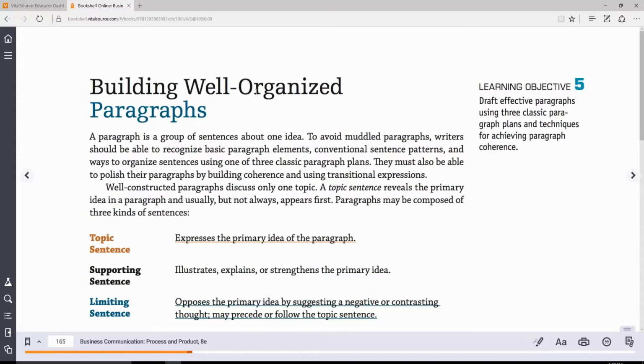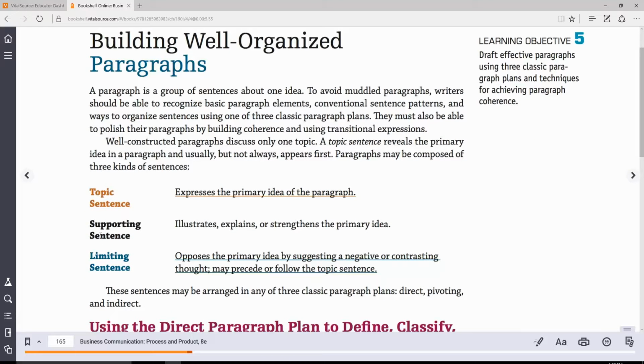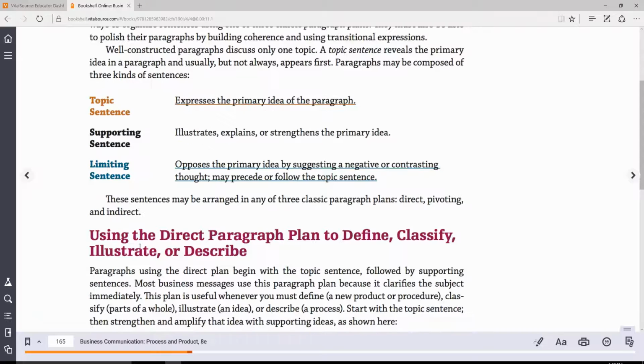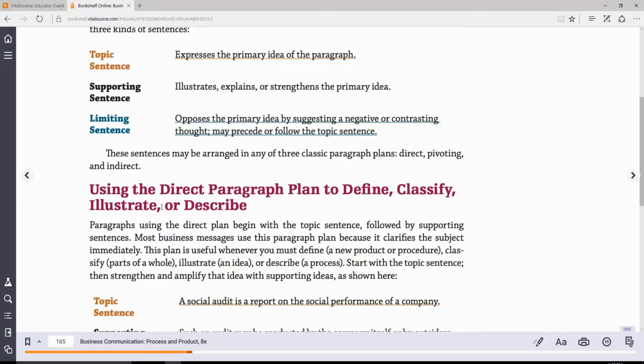Building well-organized paragraphs: topic sentence, supporting sentence, limiting sentence. The topic sentence reveals the primary idea, and in a paragraph it usually but not always appears first. Paragraphs may be composed of these 3. They may be arranged in any of the 3 classic paragraph plans: direct, pivoting, and indirect. So then it starts telling you, using the direct paragraph plan, illustrate or describe.